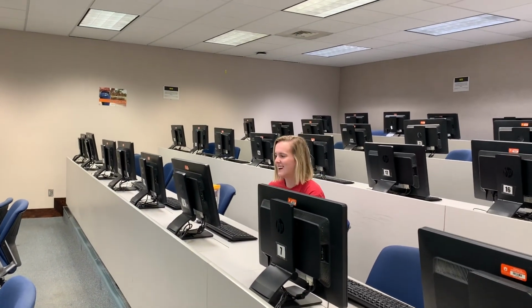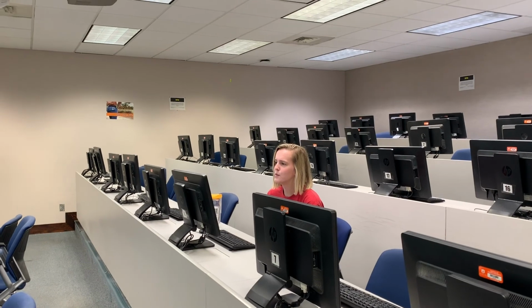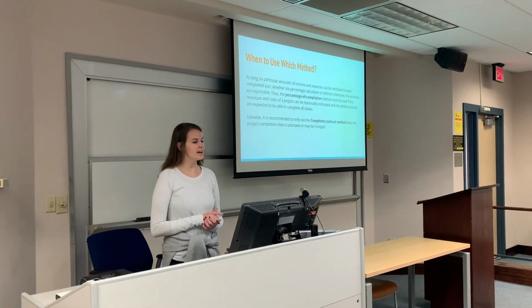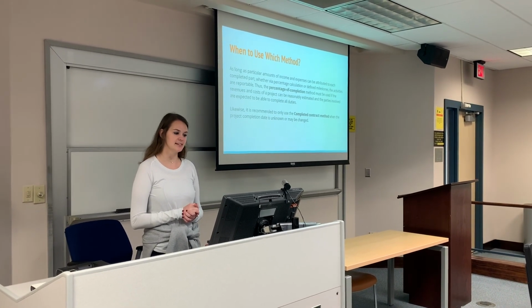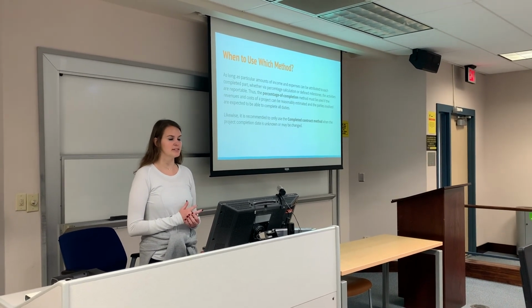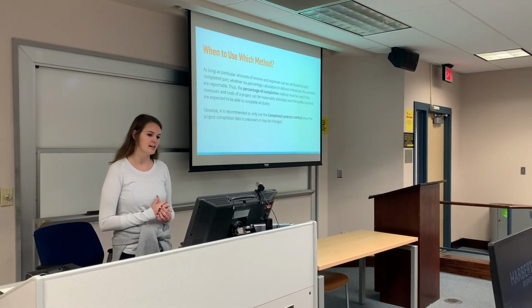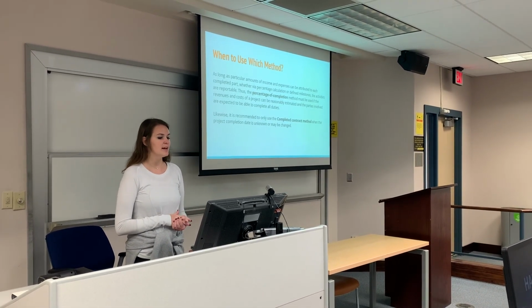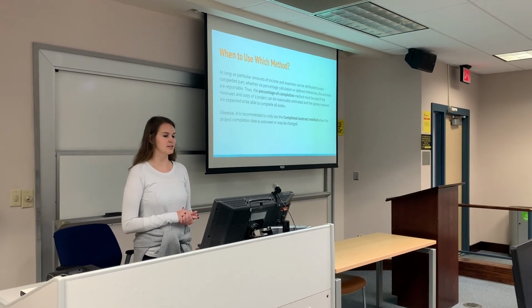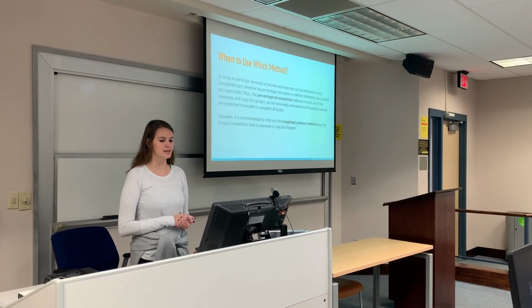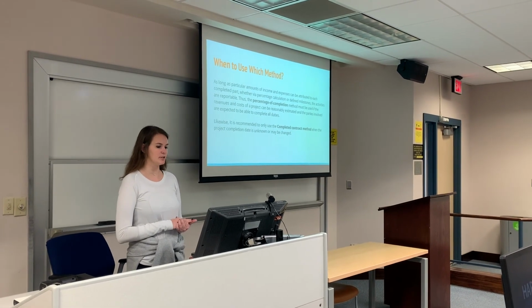I have a question. So how do you know when to use which method, since there are 2? Good question. So it states that as long as particular amounts of income and expenses can be attributed to each completed part, whether via percentage calculation or some defined milestone, then the activities are reportable and the percentage of completion method must be used. Just as long as the revenues and costs can be reasonably estimated and the parties involved are expected to be able to complete all duties.